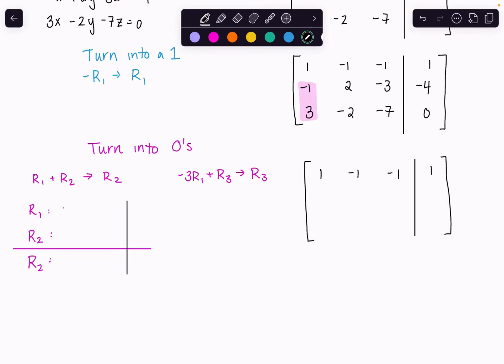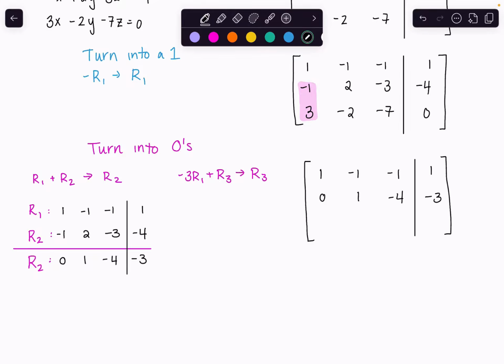Row 1 is 1, -1, -1, 1. Row 2 is -1, 2, -3, -4. So adding them together gives me 0, 1, -4, -3. So that becomes our new row 2.